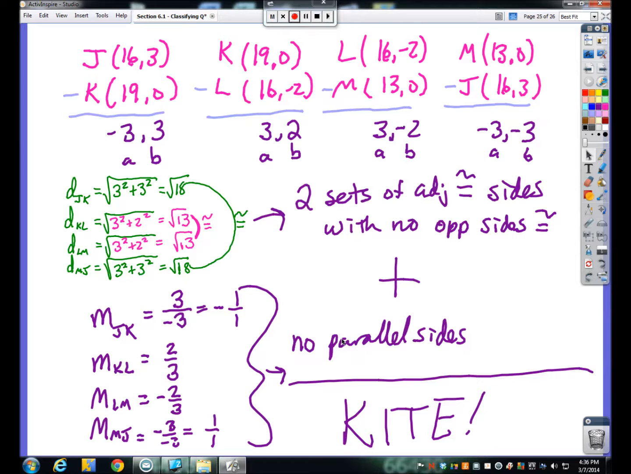Now, if you were in a tie between, let's say, a parallelogram and a rectangle, you would need to show if certain sides were perpendicular and thus giving you 90-degree angles.